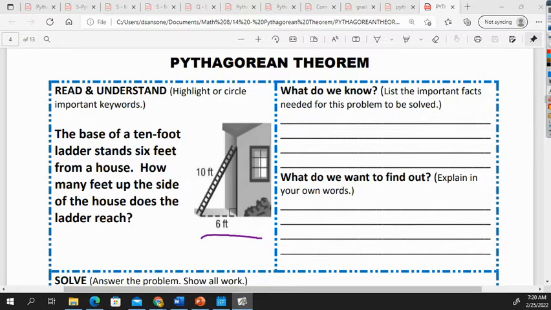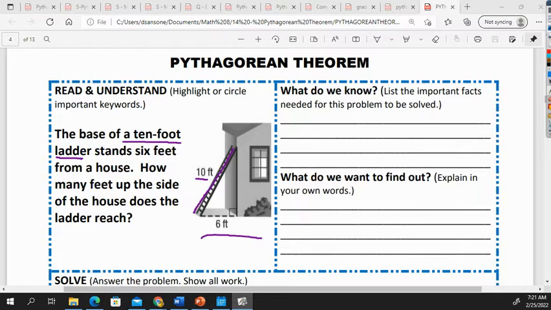So the first one says the base of a 10-foot ladder stands 6 feet from a house. How many feet up the side of the house does the ladder reach? So let's go back and look at it one more time. It says the base of a 10-foot ladder. So I know the ladder is 10 feet. So that would be this side right there.